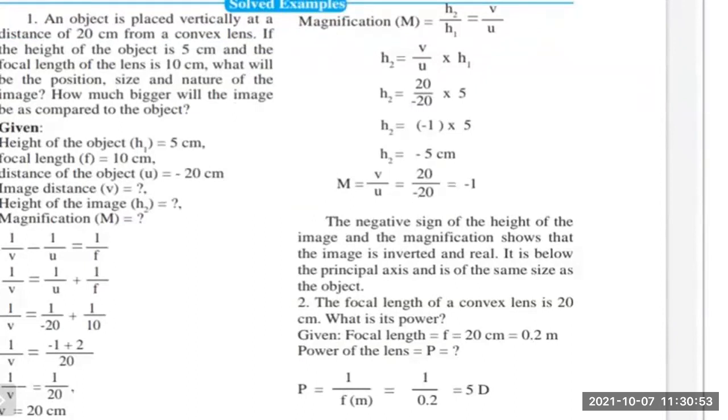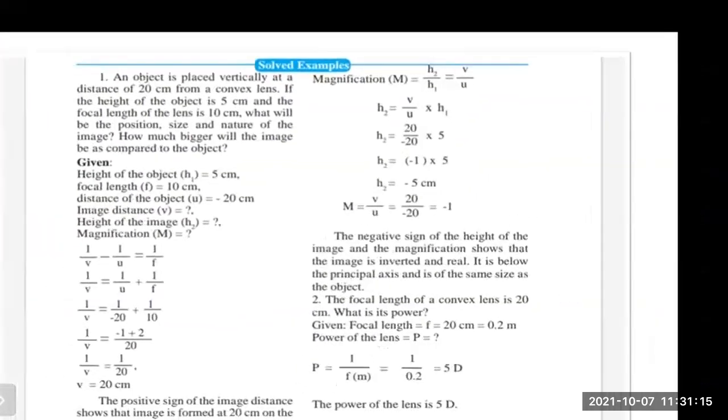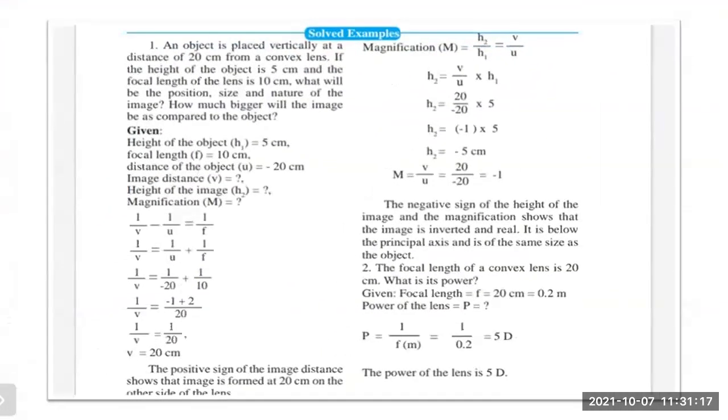The negative sign of the height of the image and the magnification shows that the image is inverted and it is real. Got it? Means it is an inverted image and it is the real image. So it is below the principal axis. Inverted means it is below the principal axis and it is of the same size as the object. So in this way, you can solve the numerical. Very simple. Just first you have to write all the given things and what you have to find. And based on that, you use the formula.